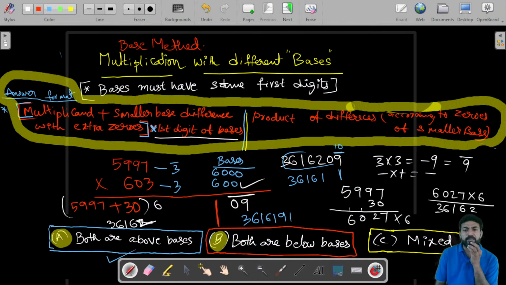So if the multiplicand and multiplier are both numbers nearest to any base, you can do this method, or else if you cannot find bases, use the general method. So these are the multiplication concepts in Vedic maths. We have other concepts we can discuss tomorrow.